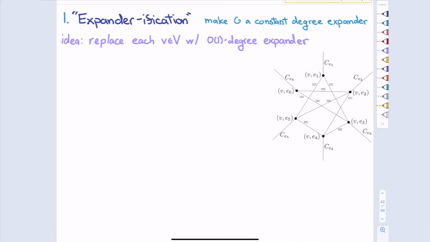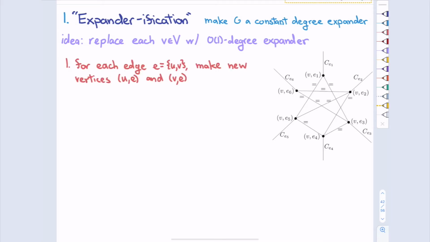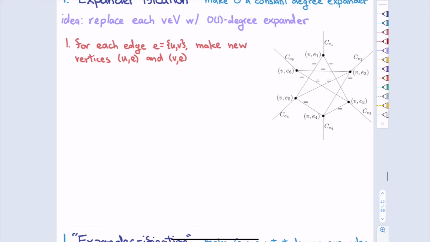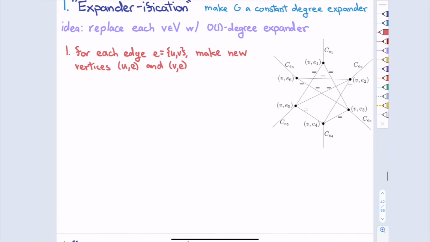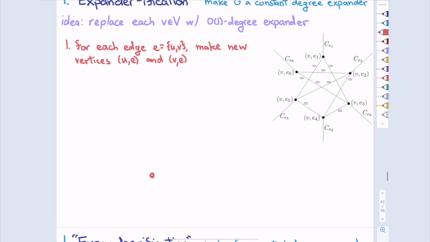All right, so what's the high level idea? So, okay, let's see. At some level, what we're going to do is, let's say I have some vertex V, which has tons of edges. I can't really draw a ton, but this is in principle a lot of edges. The first thing we're going to do is treat each edge as its own vertex, so to speak. So this is 1, 2, 3, 4, 5, 6, 7, 8, or something.